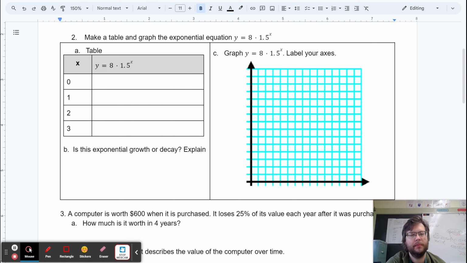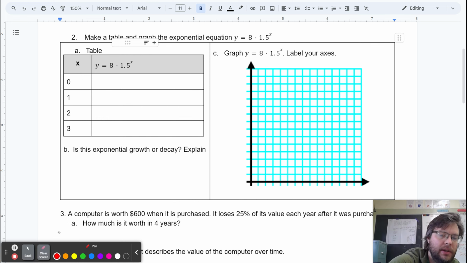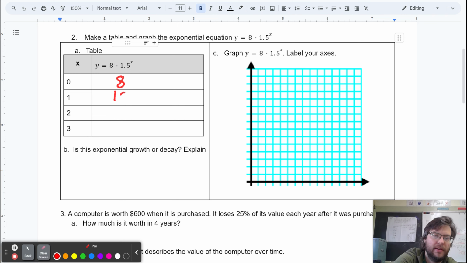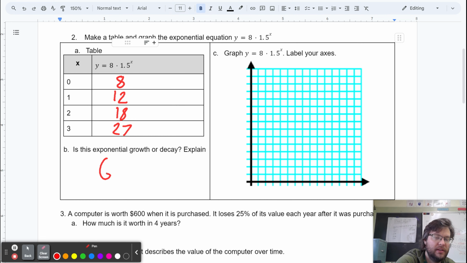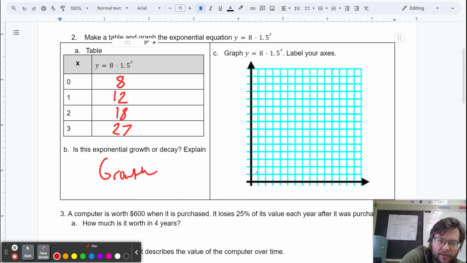Okay, next one, we're going to make a table, and we're going to graph it. You can type it in. When I plug in 0, I get 1 times 8. When I multiply by 1.5, I get 12. We multiply by 1.5 again, get 18. We multiply by 1.5 again, we get 27. And this is growth. You should have a graph that's just going up and to the right rapidly.